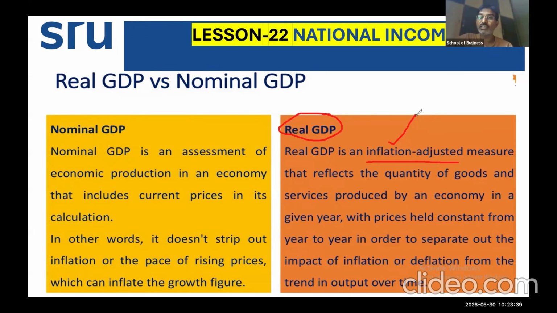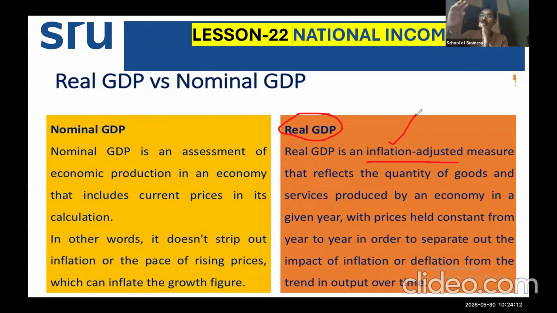So the real GDP is an inflation-adjusted measure. Whenever the prices are high, the GDP will be adjusted. When the prices are coming down, the GDP will be adjusted. But the nominal GDP is fixed based on current prices. It is not worried about the other prices or what changes have taken place. It only considers the current price. But the real GDP is always an inflation-adjusted tool.